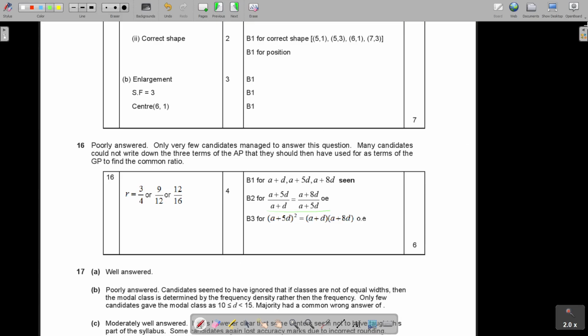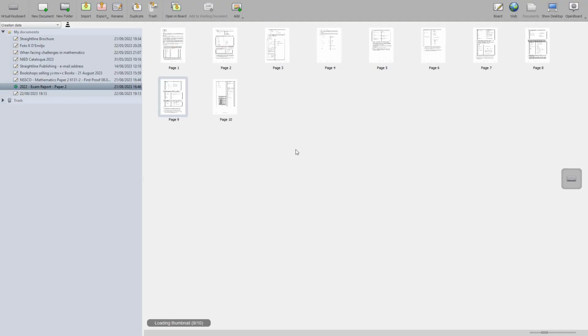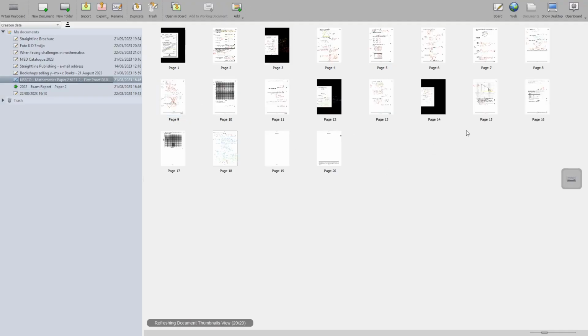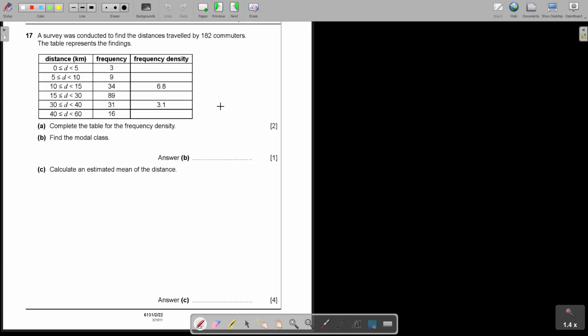Oh, this is a nice feeling. We are going to do the last question in this question paper. So let's go to that last question. Very nice question to end off with. It's statistics, also in the final chapter. So let's start. I don't think this one is so difficult. A survey was conducted to find the distance traveled by 182 commuters. The table represents the findings.